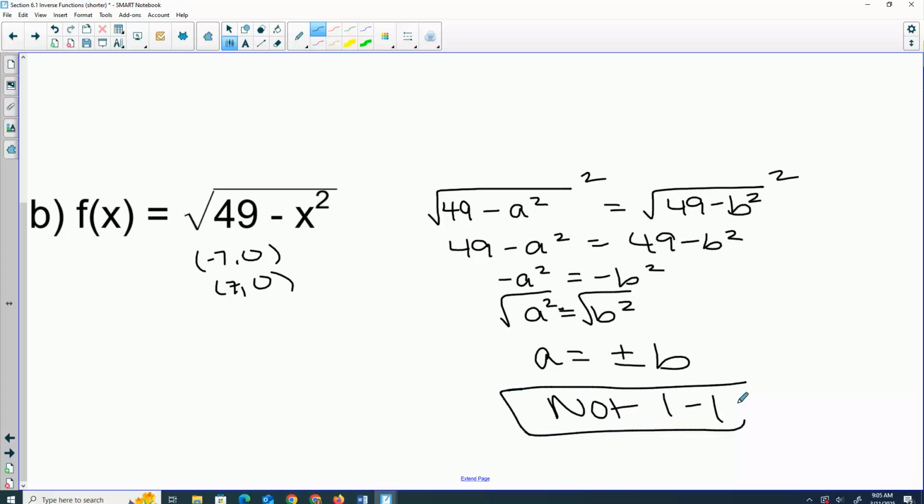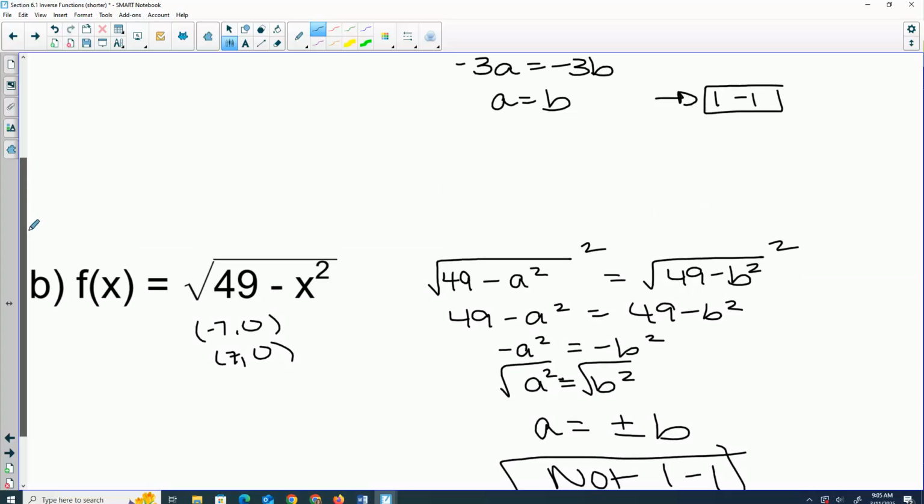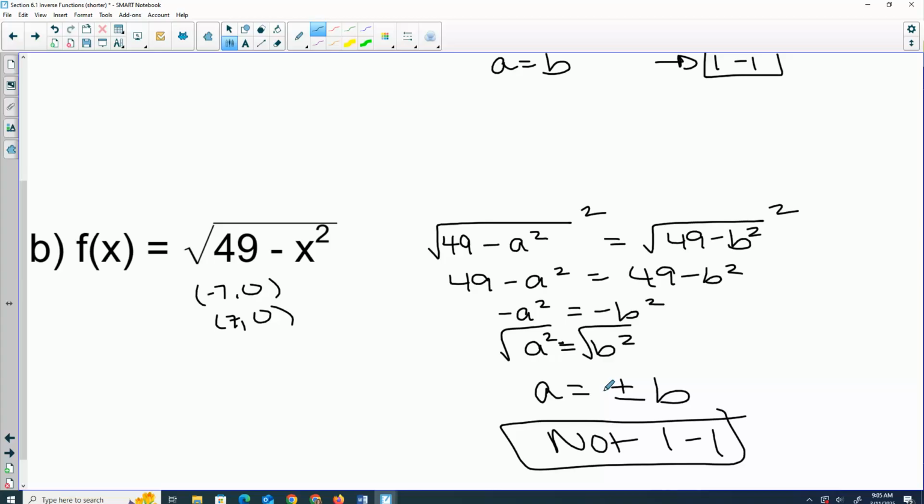So if you solve it and you get a equals b, it's 1 to 1. If you get anything else, then it's not. Why did this one turn out to not be 1 to 1? What part made me have to throw the plus and minus in there? Right, when we had to add the square root. So when you have something squared, it's probably not going to be 1 to 1 because you would have to add a plus and minus when you solved it.